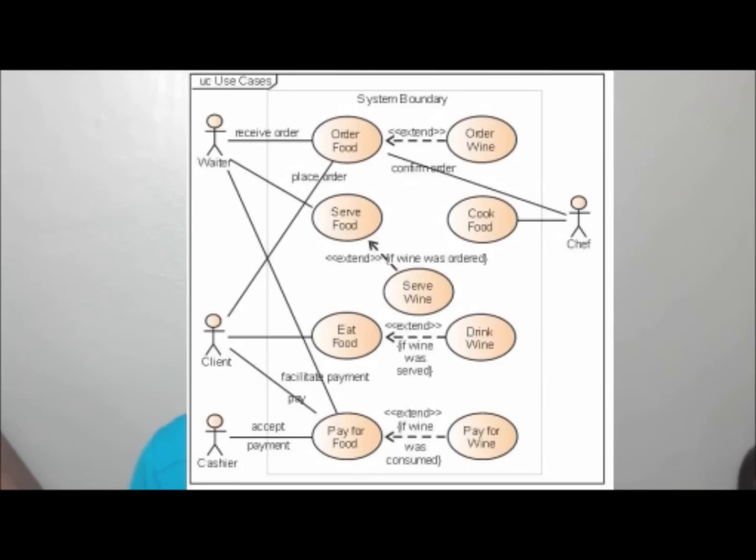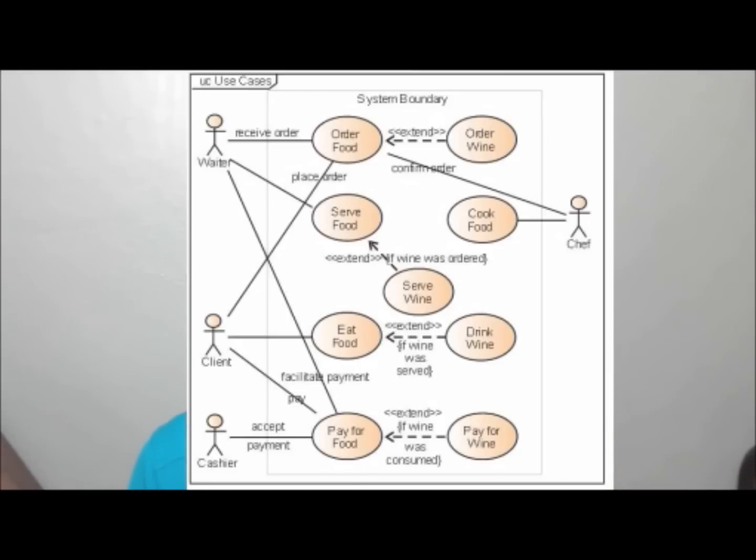And then, of course, once food's been served, what happens next? The client eats the food, and we indeed have that. So we're back to the client actor on the left-hand side in the middle there, and there's a line to an oval that says eat food. And then off to the right of that, there's also something that says drink wine, but only if you ordered wine.